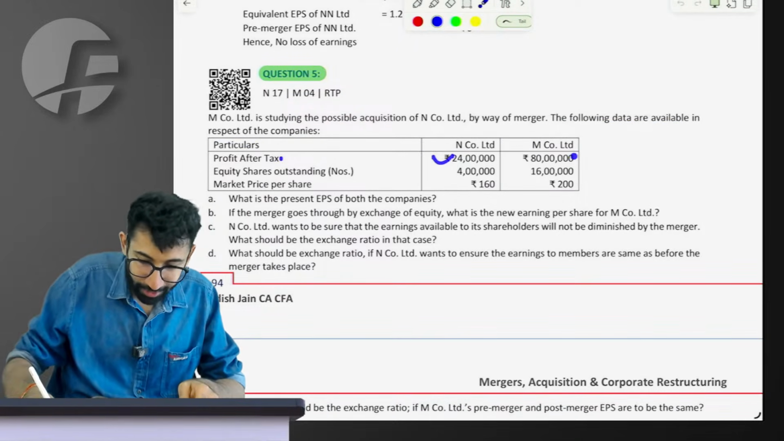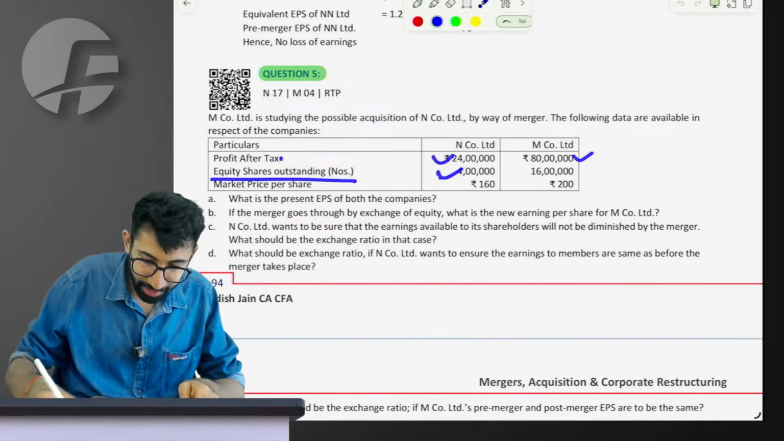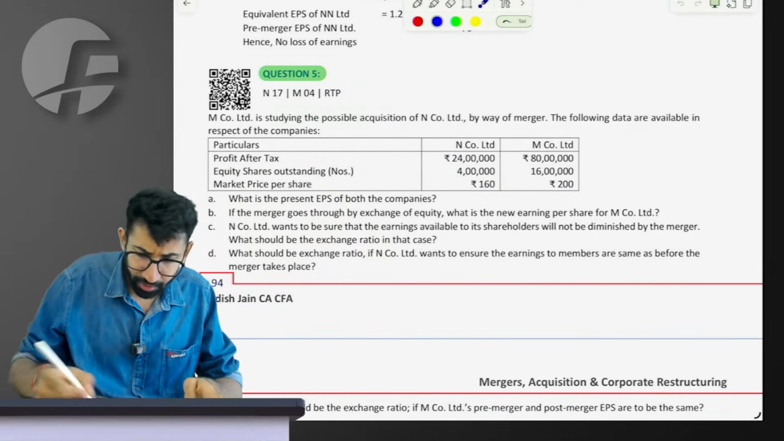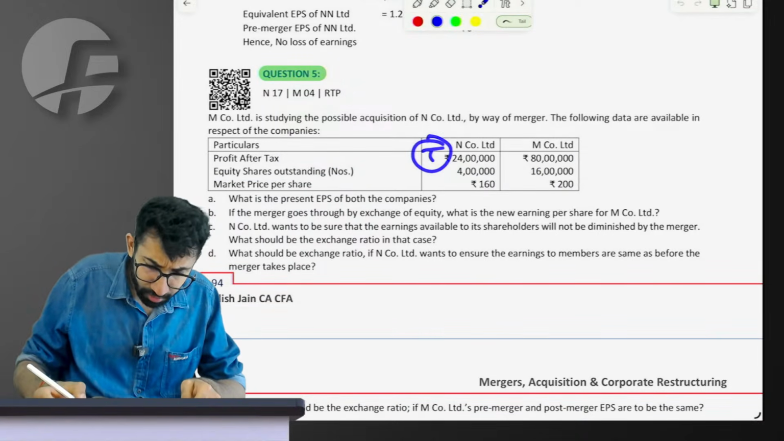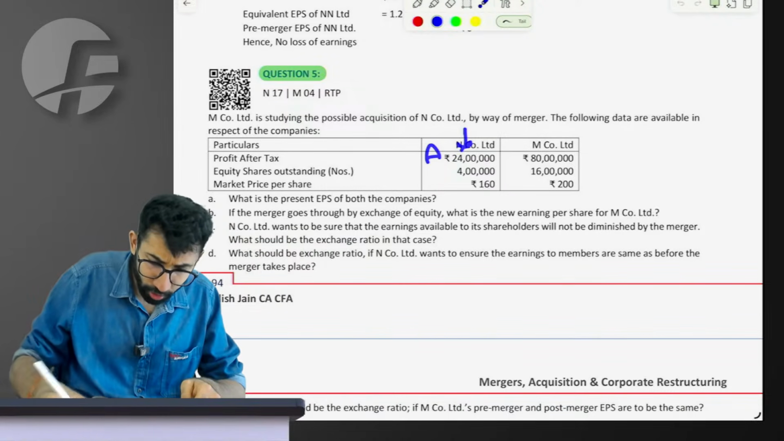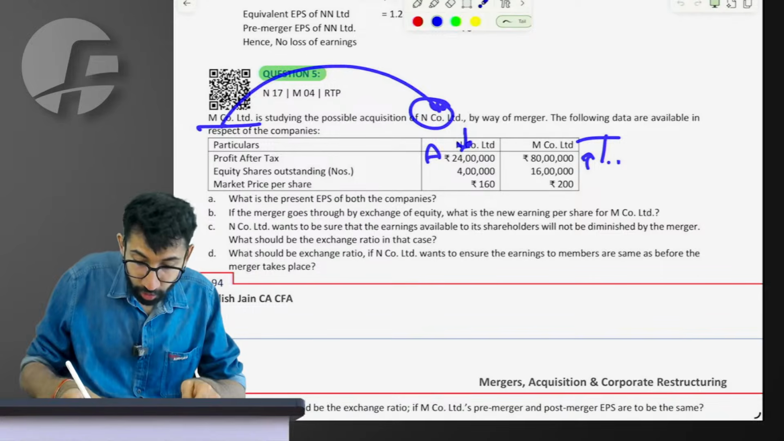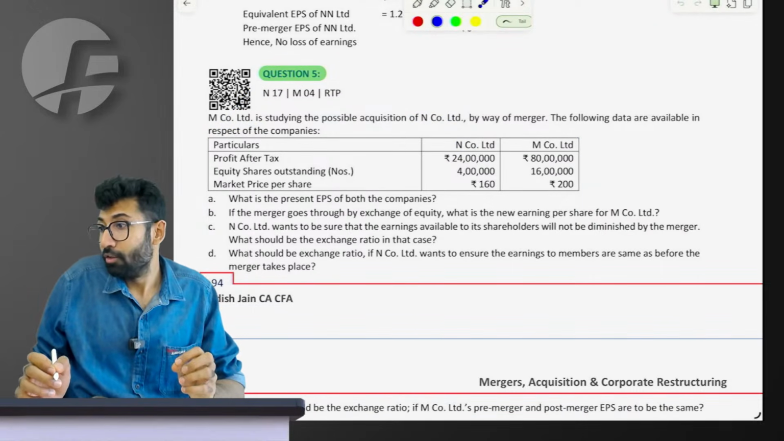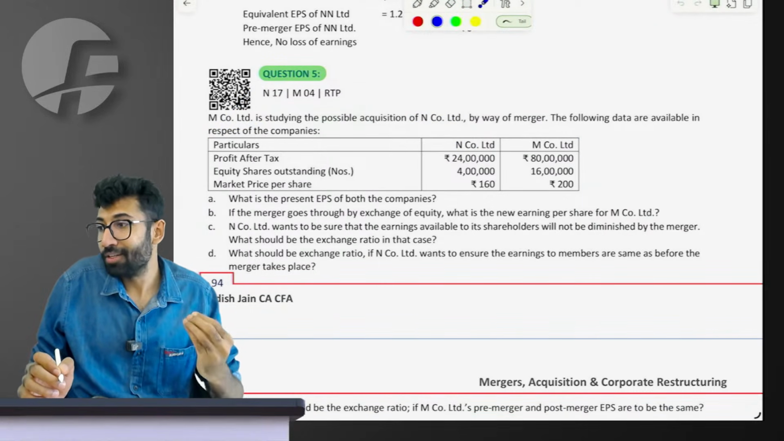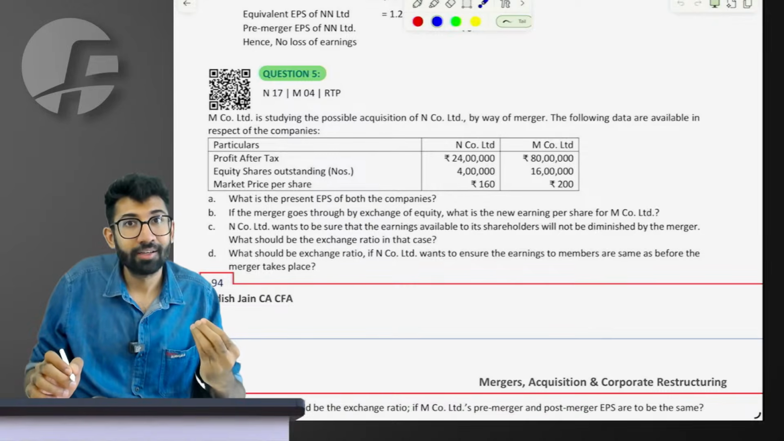PAT of the company is 24 lakhs, 80 lakhs. Equity shares outstanding are 4 lakhs, 16 lakhs. One second. Is the acquirer company the smaller one and the target company the bigger one? M is studying a possible acquisition of N. Oh my God, people in the class, we have just made a mistake.